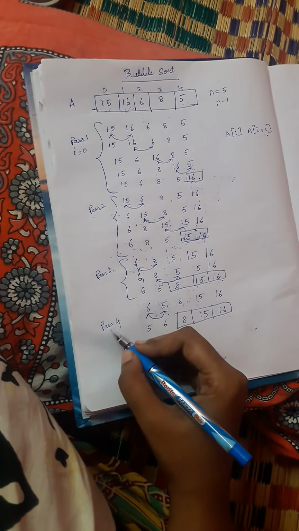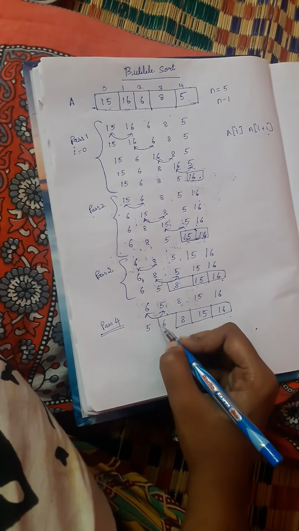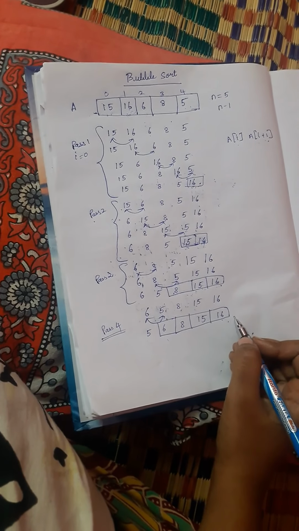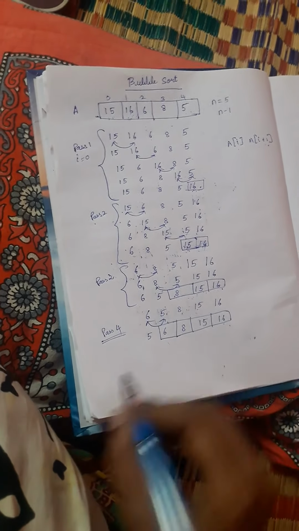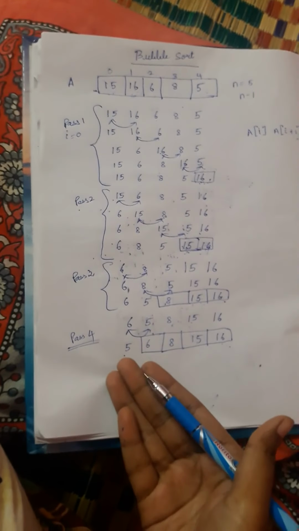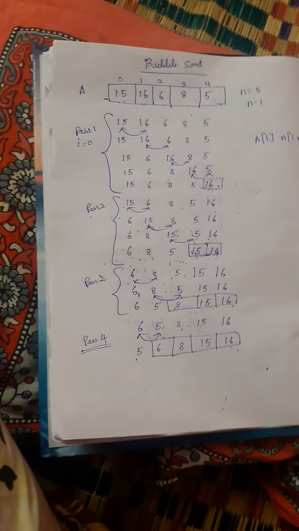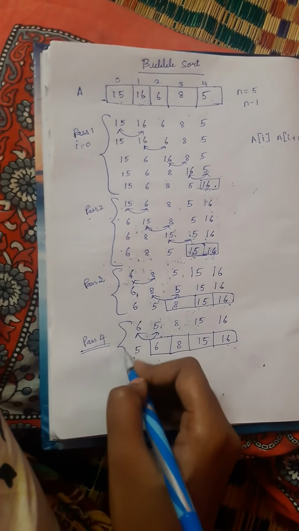So in this pass 4 you see all the 4 elements are in sorted order. We need not compare this 5 because if there is only a single element in the array, that element is already in the sorted position. That is basic common sense. Okay, so this is pass 4.